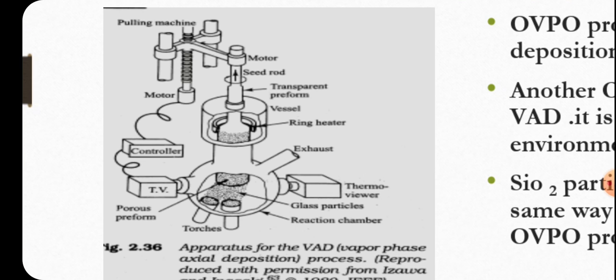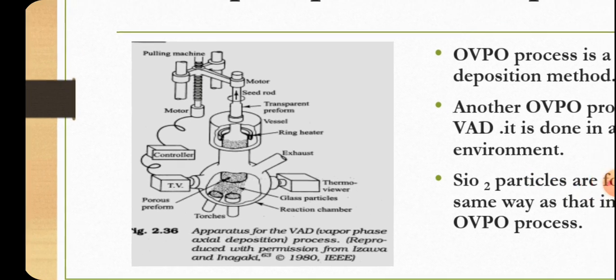There is a thermoviewer to monitor the temperature, and glass particles are also shown there. There is a reaction chamber, and inside the reaction chamber glass particles are deposited. There is a torch, and the silica particles originate from this torch, and a porous preform is also shown there. These are the different parts of this apparatus. We will discuss the working with the help of this diagram.